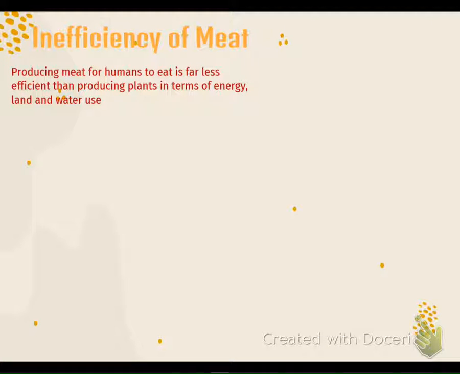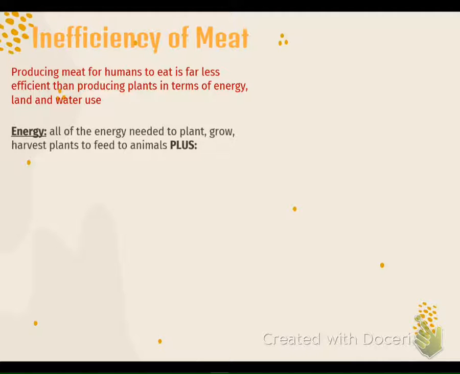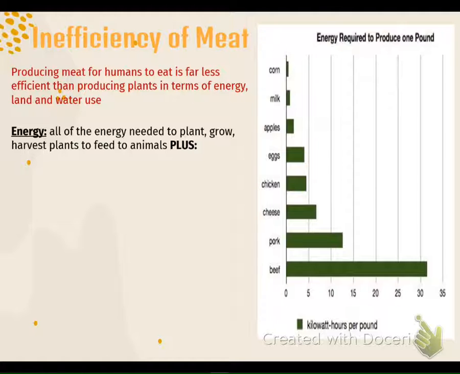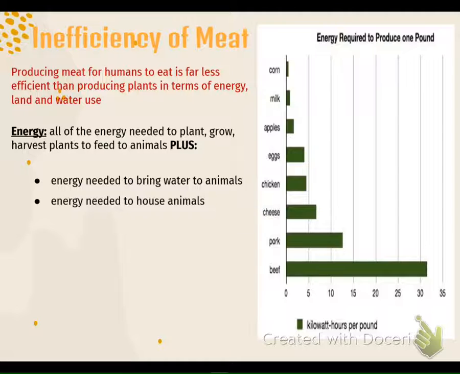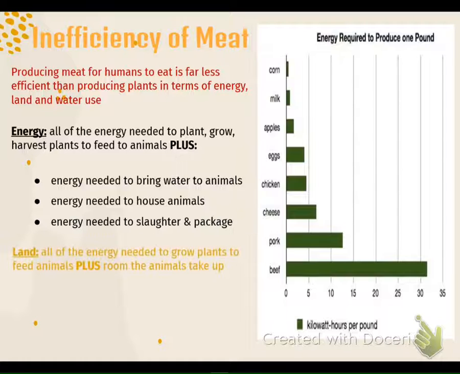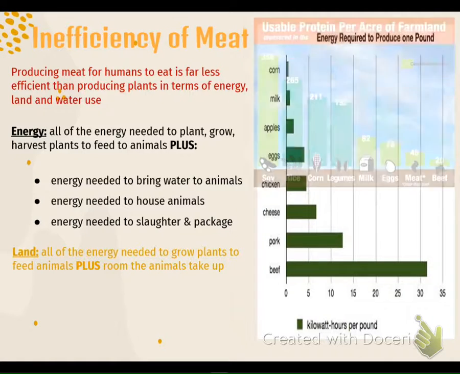However, meat is not very efficient. If we produce meat, it's less efficient in terms of energy, land use, and water. Energy: all the energy needed to plant, grow, and harvest the plants to feed the animals requires energy. Energy is needed to bring the water to the animals, to house the animals, and to slaughter and package. Land: all the land needed to grow the plants to feed the animals, plus room the animals need to take.